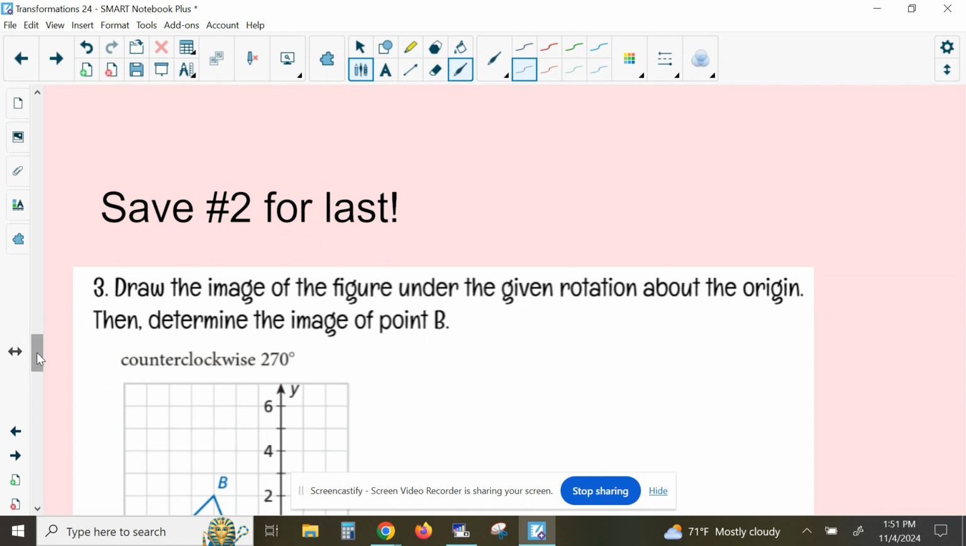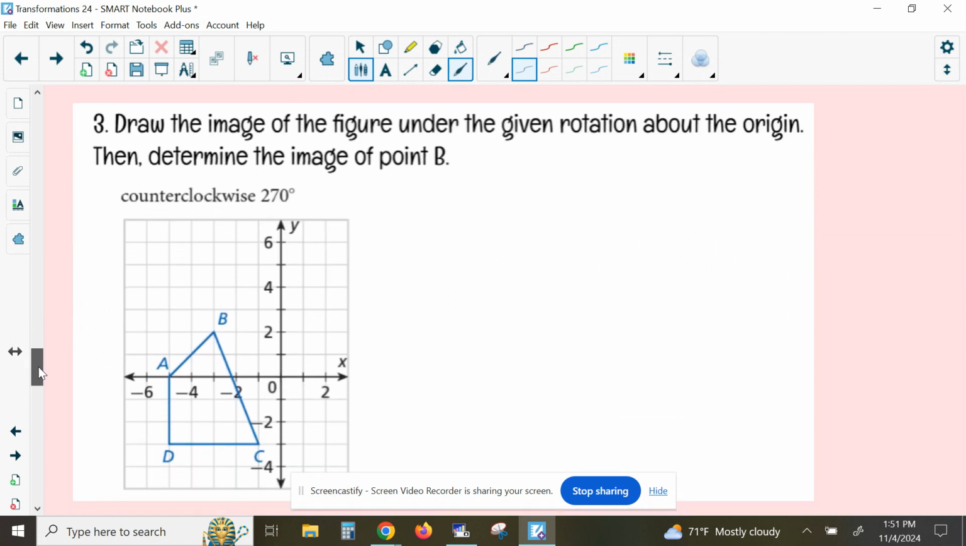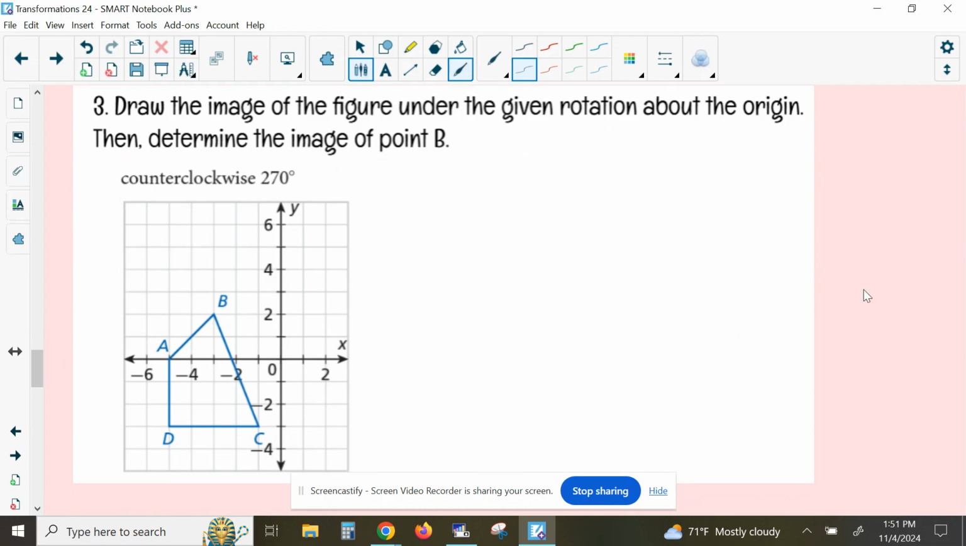We're saving number 2 for last because that one is kind of like on a small graph and it's the most complicated. So let's go to number 3. Okay, number 3. Draw the image of the figure under the given rotation about the origin. Circle this. Origin. If it's the origin, then that means you're allowed to use the table.